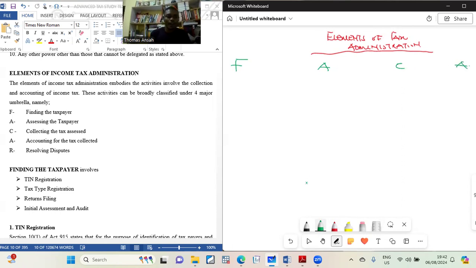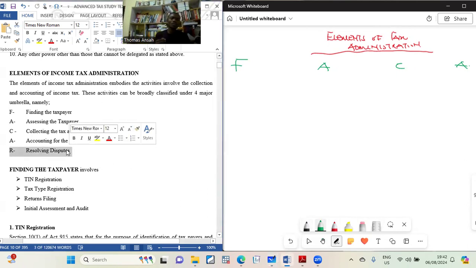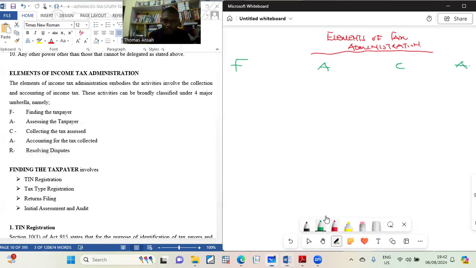All right. Now, like I said, you can add to it dispute resolution. So resolution of dispute. So you can add R to it like I've done here. All right. So that is that. Now, what is F? We say F is finding the taxpayer.